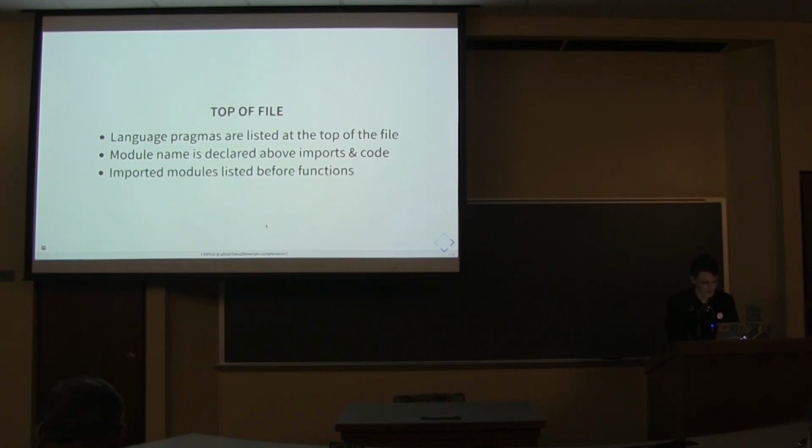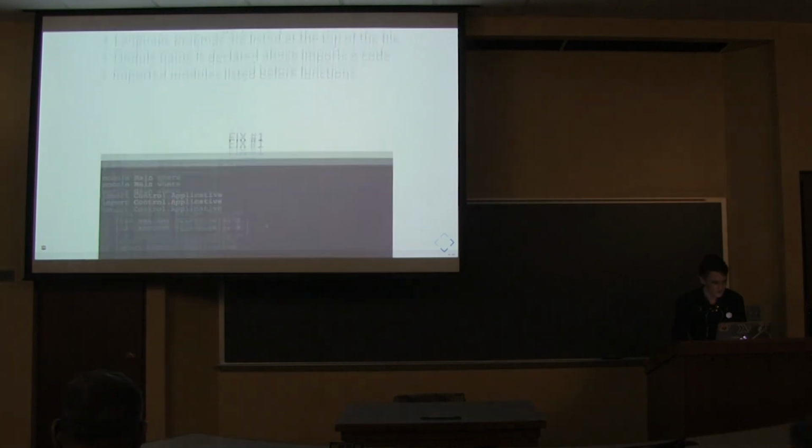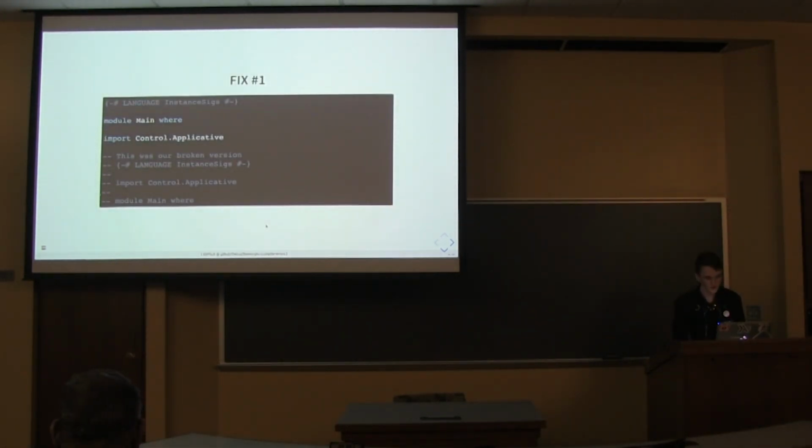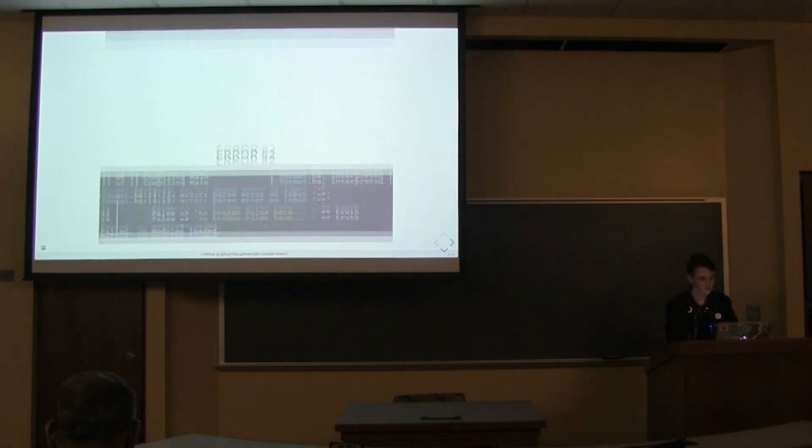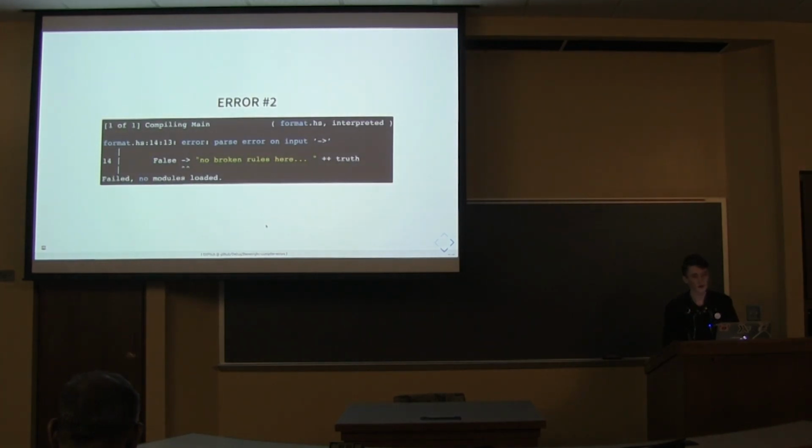And then below your module name, you can have your imports that you want to use, functions that you don't want to define yourself that someone has already written in a library. So let's look at how we can fix this. So we're just going to move module above our import. And so our commented out version there is what we had before. So now that we fixed that, we can move on and reload our file to see what our next error is. So the next error that we get here is parse error on input skinny arrow here on line 14.